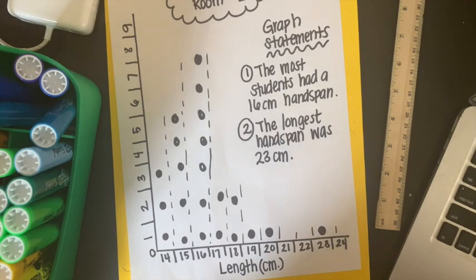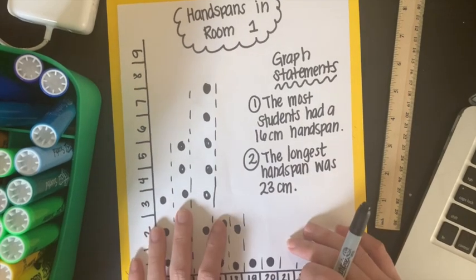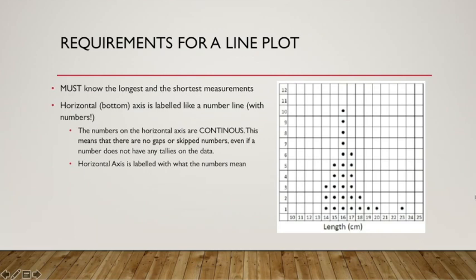Okay, boys and girls, let's go over the expectations for a line plot together one more time, and then I will show you your data for your own independent line plot. So to review the requirements for a line plot, you have to know the longest and shortest measurements. Down here, we have the lengths. And you can see here that we kind of go a few before the shortest and a couple past the longest. You have to know your longest and shortest so that you can correctly label the horizontal axis, just like a number line. Remember that these numbers are continuous, and that means that there's no gaps.